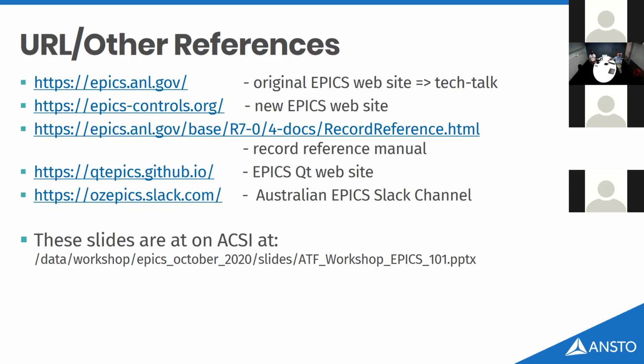The second one is the new EPICS website. Not sure where that's hosted, but I think Ralph looks after that. So there's a lot of information on there. That's the URL to the record reference manual I was talking about. That's definitely worth a read. If you're interested in EPICS QT, this is a reference to the GitHub web page, which gives you the documentation on EPICS QT. And I'm happy to answer questions on that.